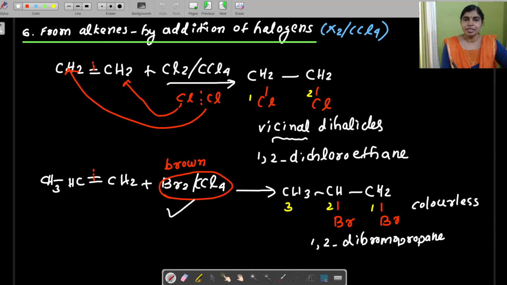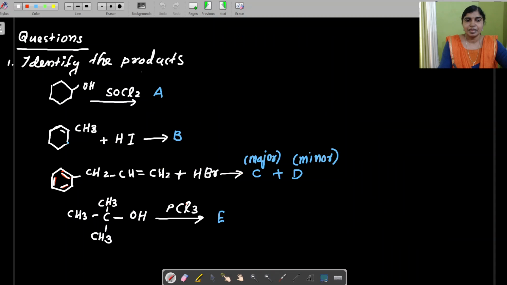Now we have 6 methods for the preparation of aromatic halogens and haloalkanes. 6 methods is what we have discussed here. Based on this, let us look at a few questions. Here the first question, that is identify the products.